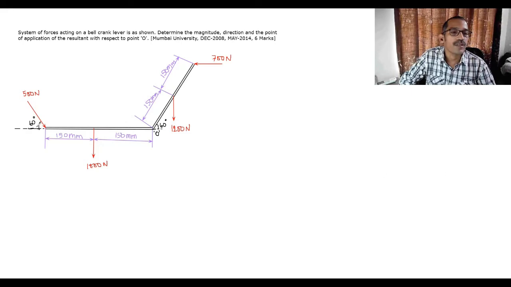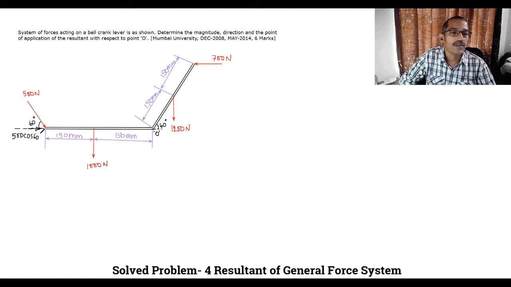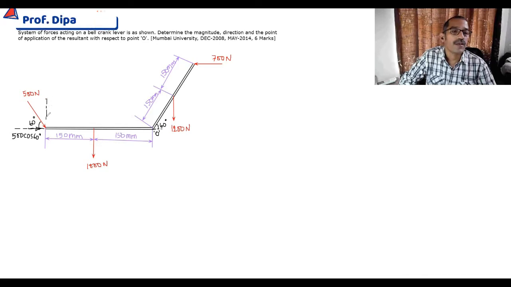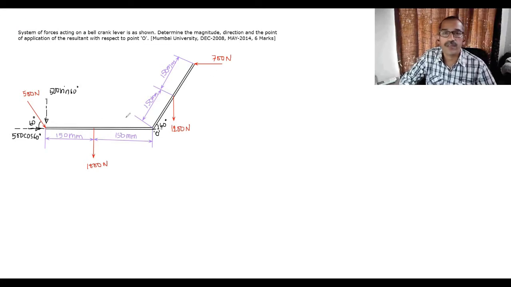So what we'll get here: the horizontal component, rightward, will be the cos component, 500 cos 60. The vertical component acts in the downward direction. This will be 500 sine 60. Now, as all other forces are horizontal or vertical, we can easily find the components of the resultant along the x and y axis.